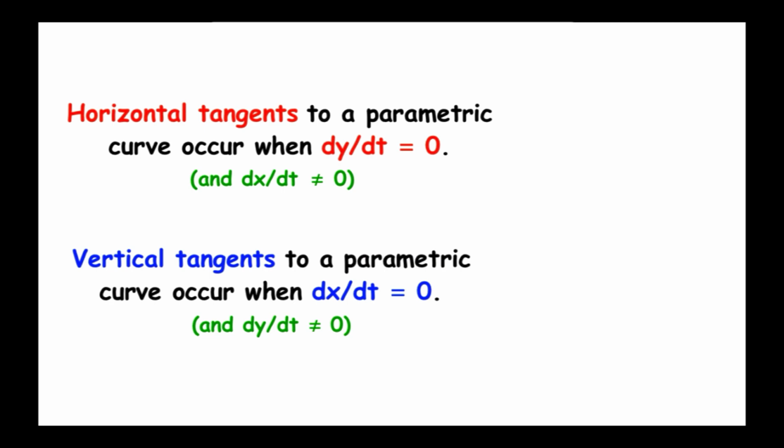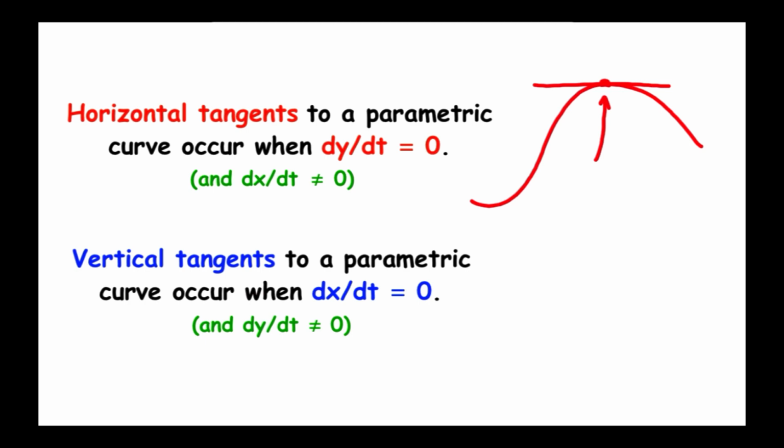Okay, we're going to switch gears just a little bit here and talk about horizontal and vertical tangents. As you can see, it says horizontal tangents to a parametric curve occur when dy/dt equals 0. If you have a curve that comes up like this, and you have a horizontal tangent right here, where this arrow is pointing, it makes sense that dy/dt would have to be 0, because the curve isn't rising or falling there, so y isn't growing or shrinking, hence dy/dt is 0.